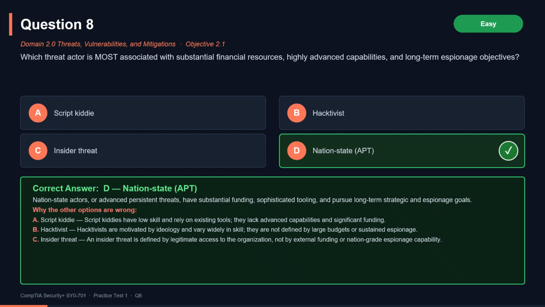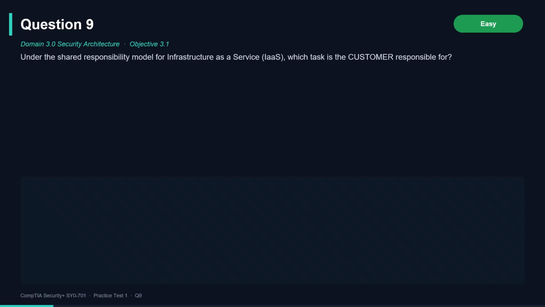Now, why the other options are wrong? Script kiddie is incorrect. Script kiddies have low skill and rely on existing tools. They lack advanced capabilities and significant funding. Hacktivist is incorrect. Hacktivists are motivated by ideology and vary widely in skill. They are not defined by large budgets or sustained espionage. Insider threat is incorrect. An insider threat is defined by legitimate access to the organization, not by external funding or nation-grade espionage capability.